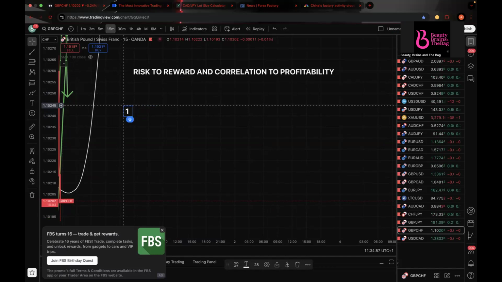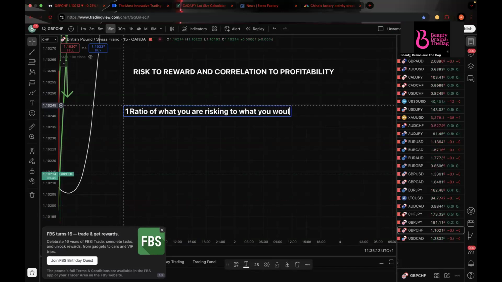Okay. So what's risk reward ratio? Risk reward ratio is basically the ratio of what you are risking to what you would be winning.